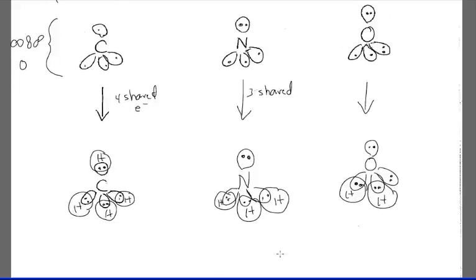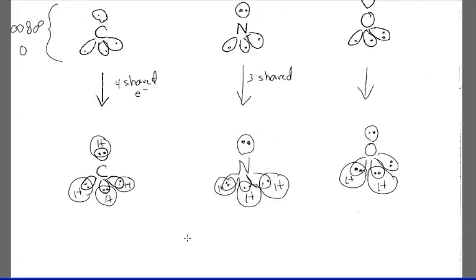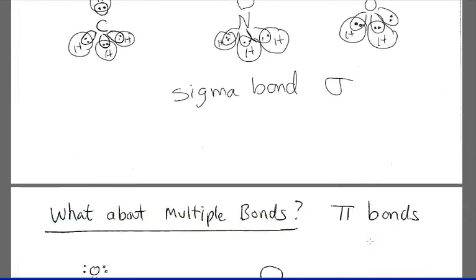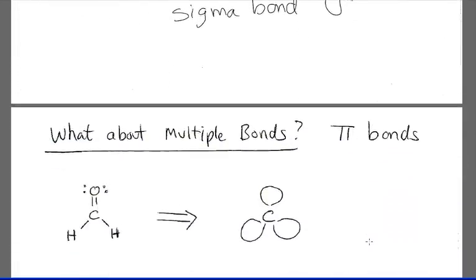All right, and all of these are describing what we call sigma bonds, which are bonds that are directed along the axis between the 2 atoms. So in other words, the bond between nitrogen and hydrogen is between nitrogen and hydrogen. Okay, so we call those sigma bonds. And you will see a different type on the next discussion here. And that's when you have multiple bonds.